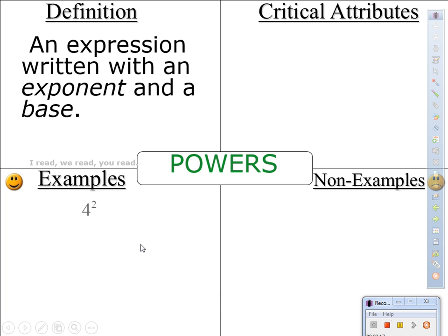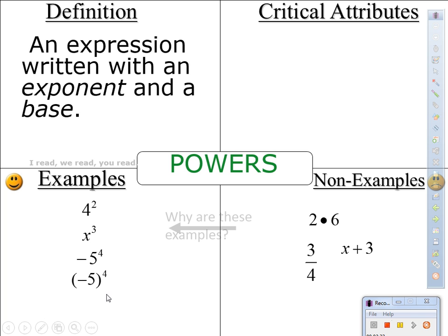Example, 4 to the second power. Is that an expression written with an exponent and a base? Yes. How about x to the third? Yes. How about negative 5 to the fourth? Yes. How about parentheses, negative 5, to the fourth? Yes. Expression written with an exponent and a base.